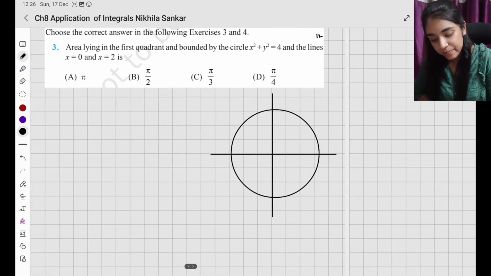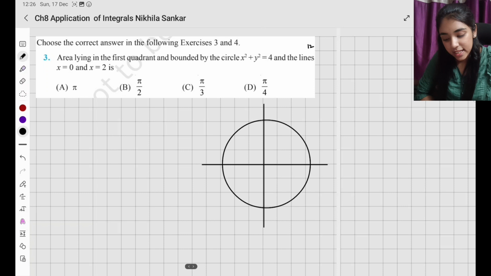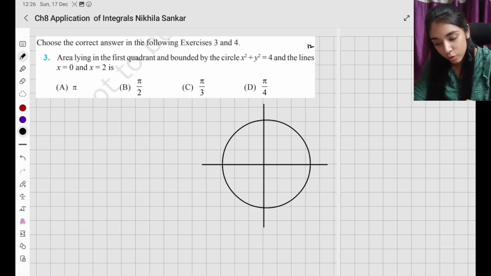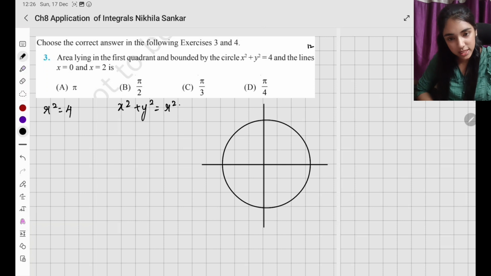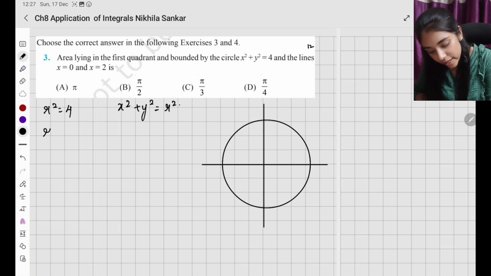Question number 3. Choose the correct answer. Area lying in the first quadrant bound by the circle x square plus y square equals 4. So, I have r square equals 4, because what is the equation of a circle? x square plus y square equals r square. This is the equation of a circle. So, r square equals 4. So, I have r equals plus or minus 2, but radius cannot be negative. So, r is definitely going to be 2.